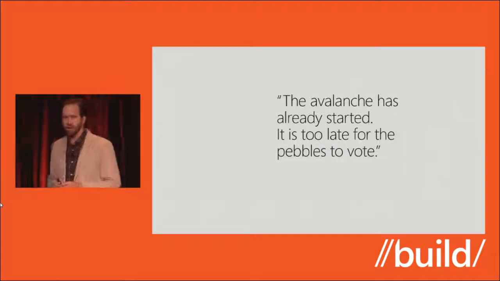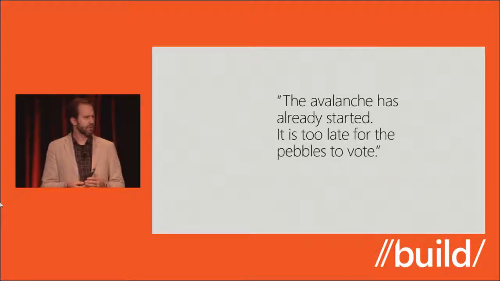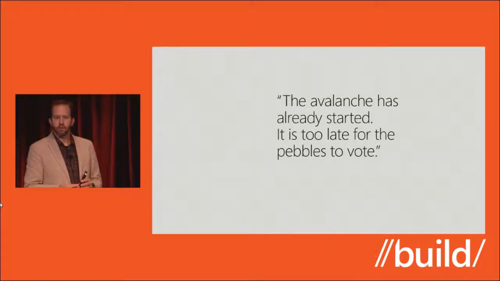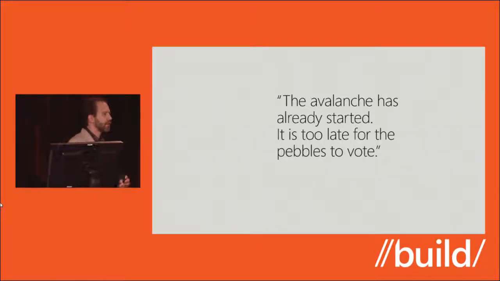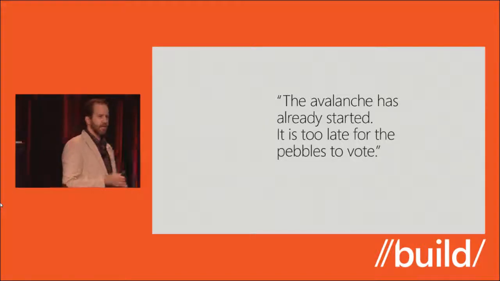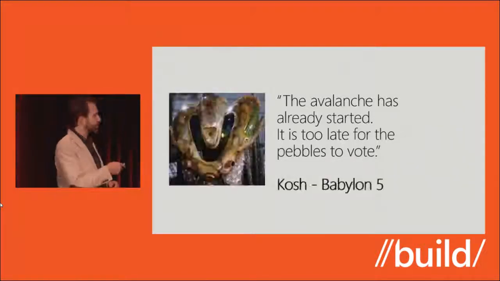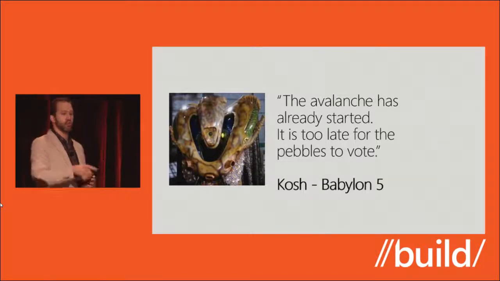I think that one of our great philosophers said this: the avalanche has already started. It is too late for the pebbles to vote. Who said that? Actually, a guy said Gandhi before, but it was in fact Kosh from Babylon 5. Huge nerd right there.